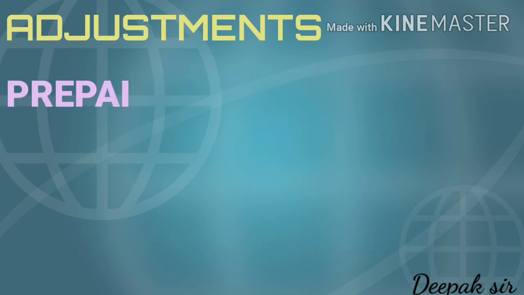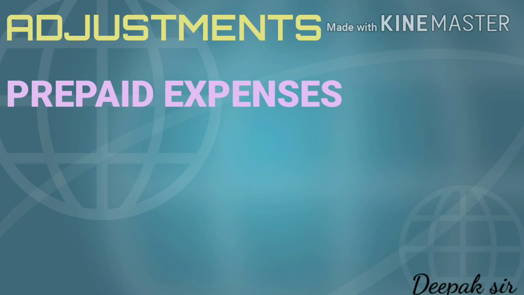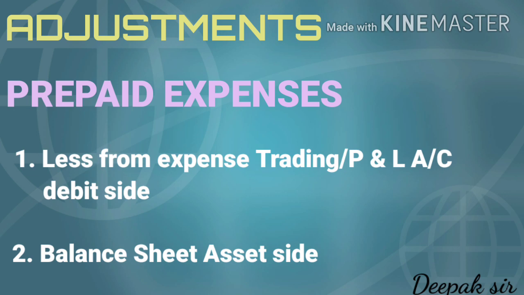The third adjustment is prepaid expenses. As the name suggests, prepaid expenses are those expenses which are paid in advance. Now, since these expenses are not the expenses of current year, the first effect we have to do is we have to deduct this prepaid expense either from trading account or profit and loss account debit side. So prepaid expenses we have to deduct because those are not the expenses of current year. And the second effect will come in balance sheet on the asset side.